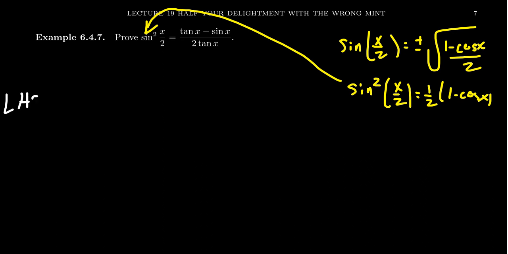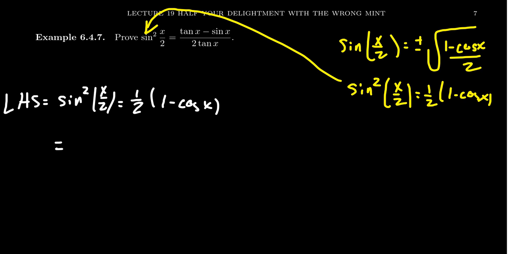Let's start with the left-hand side. Like I said, the left-hand side is going to be sine squared of x over 2. And then by the half-angle identity, this is the same thing as 1 half times 1 minus cosine of x, like so. We can write that as a fraction, because we're trying to write this as a fraction. You get 1 minus cosine of x over 2, right?